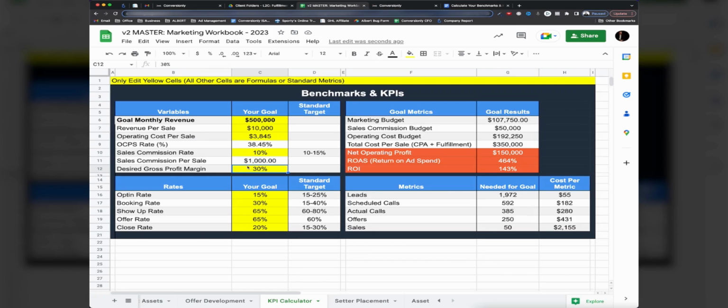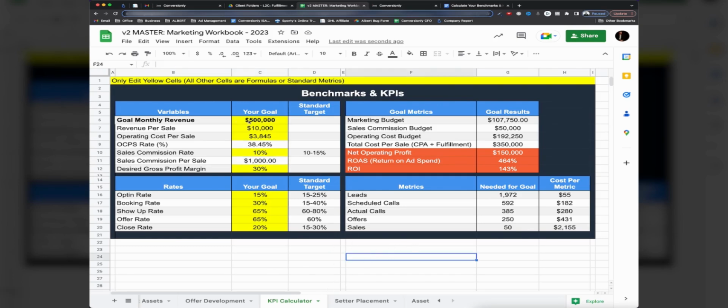So if I have a 30% desired gross profit margin, that gives me 70% of my revenue to pay for my operating costs for things like my team and labor, to pay my sales commission for each sale, and to pay my marketing budget. So right here we have our operating costs and we have our sales commission per sale. Then what we can do is essentially break this down.